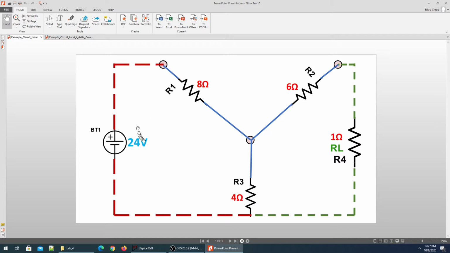During the next step, we are going to convert this Y network into the delta fashion. Once we connect this into the delta fashion, we'll connect the load resistance again, and we will verify if the power dissipated and the voltage across the resistor remains the same. We are not going to stop over there.